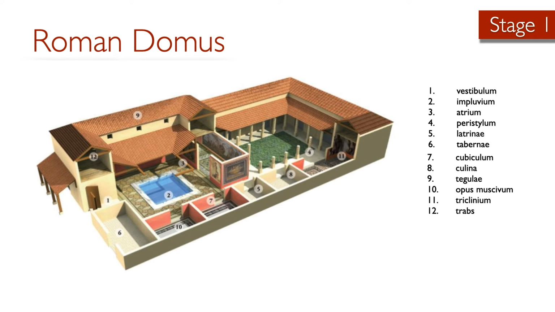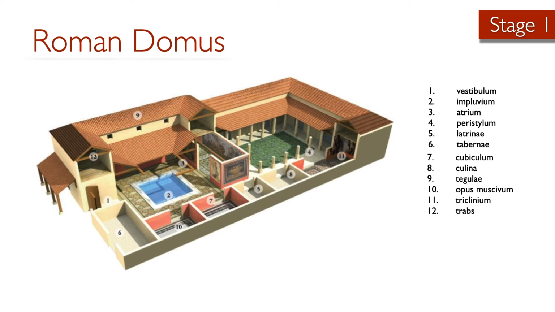The way you would enter a typical Roman house is through number 1, the vestibulum, also called the fauces, or jaws of the house. And there you would meet the head slave, who would allow you in or not, depending on if they recognized you and if you were a client known to the paterfamilias.